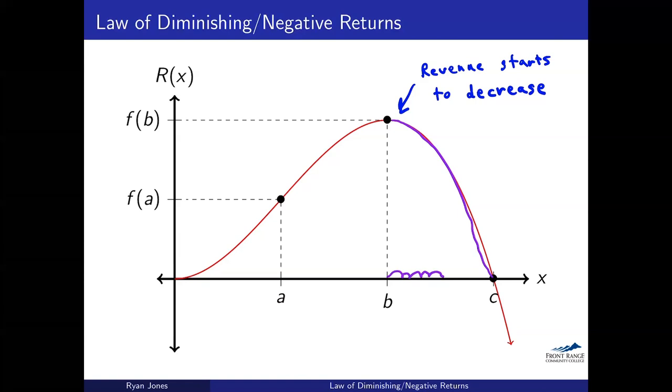Obviously, we want to try and maximize revenue as much as we can. So really, being right up top here, that's the perfect spot. Anything past that, my return is negative and my revenue starts to decrease. And so what we'll say here is that the law of negative returns occurs right after you have your critical point on your function.